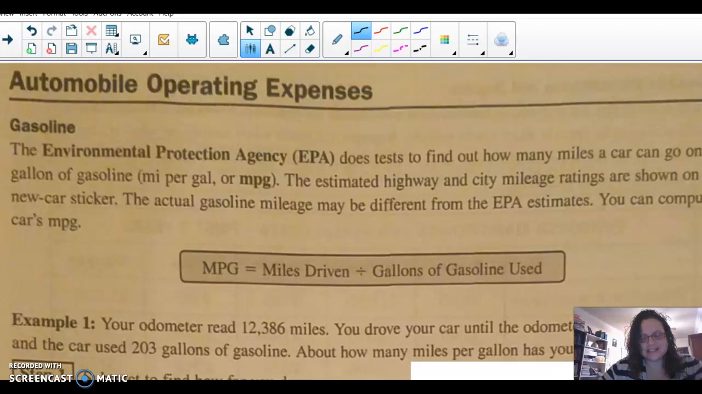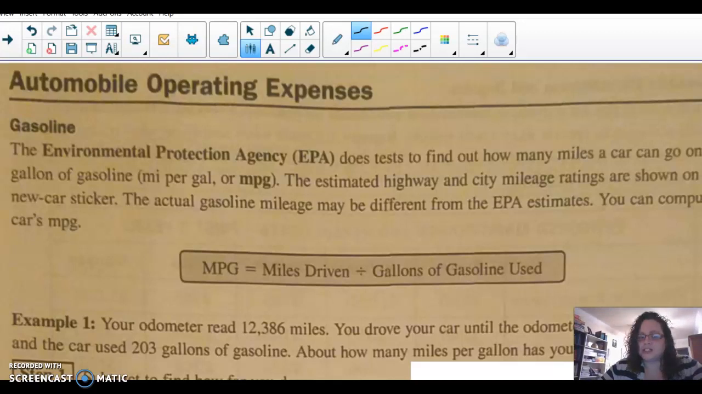This is another lesson in our unit over transportation, and this is calculating automobile operating expenses, mainly calculating gas usage. So gasoline is a huge part of owning a vehicle because every time you use the vehicle, it uses gas and you have to pay for that.